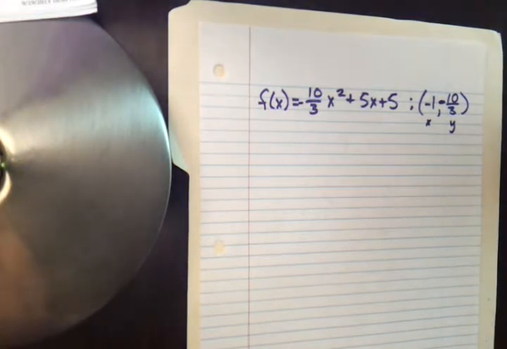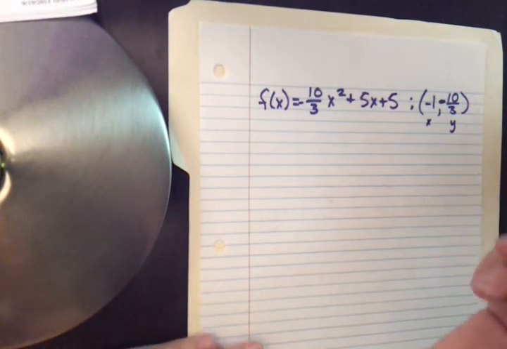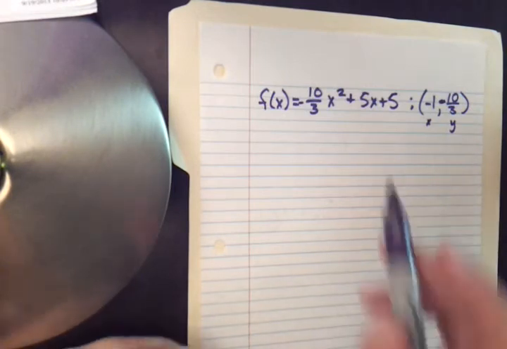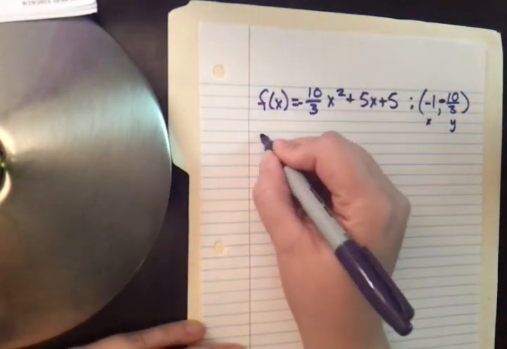Okay, so if we want to find the slope of the tangent line at a point, we have to find the derivative. Remember, those are pretty much the same thing. You take the derivative at a point, and it's going to tell you what the slope of the tangent line is. So let's go ahead and use our differentiation rules to find f prime of x.